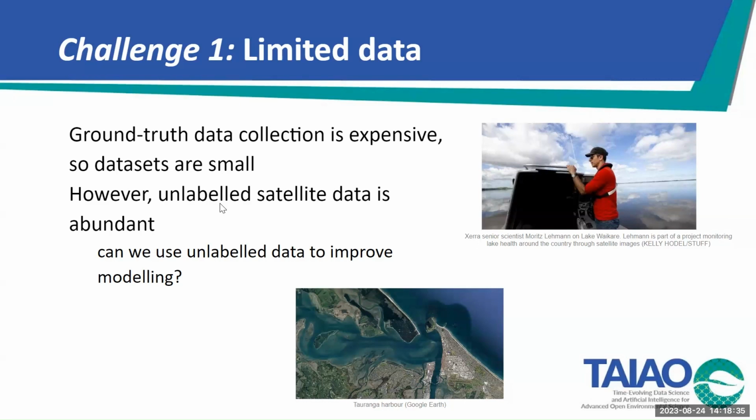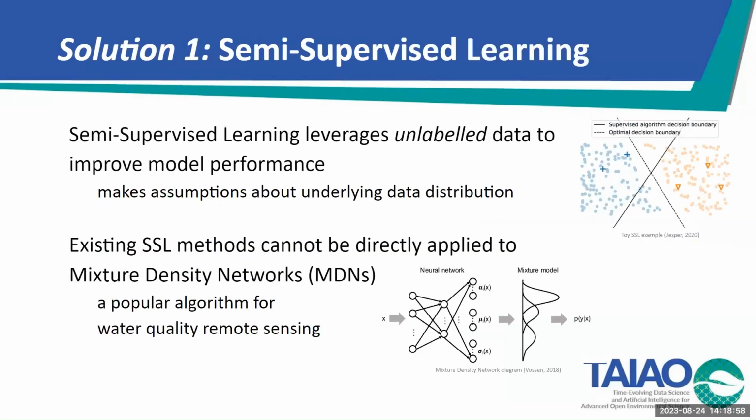However, in contrast to that, the unlabeled satellite data, so just the raw satellite image, which doesn't have any ground truth value associated with it, is abundant, effectively unlimited, right? You can get as many pictures of satellites, of lakes, as you could possibly want. And so the first question I tackled in my PhD was whether we could use unlabeled data to improve the modeling. For those of you that are familiar with machine learning paradigms, the idea of semi-supervised learning might come to mind.